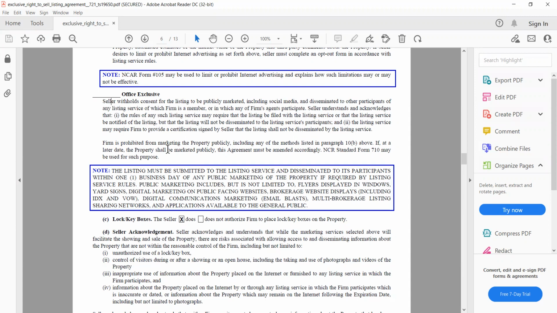And then the next paragraph says, firm is prohibited from marketing the property publicly, including any of the methods listed in paragraph 10b above. If at a later date the property shall be marketed publicly, this agreement must be amended accordingly, and NCA Standard Form 710 may be used for such purpose. Do you guys understand what this is for?